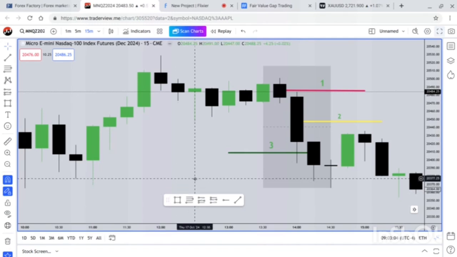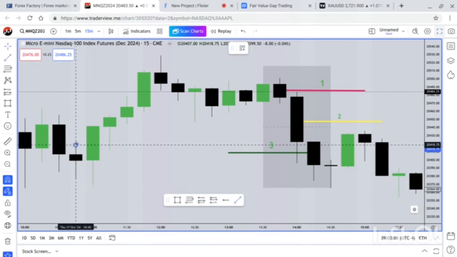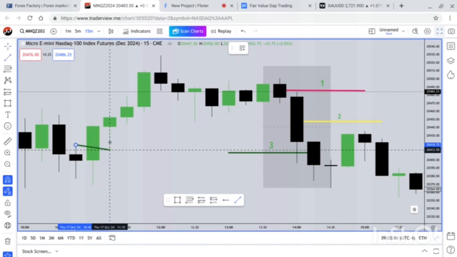Because these two wicks join now, you cannot call this a fair value gap any longer. Because those two wicks join, we cannot call it a fair value gap again. Now if these two wicks did not join, we can consider this to be a fair value gap. It's not just all about the wicks alone.